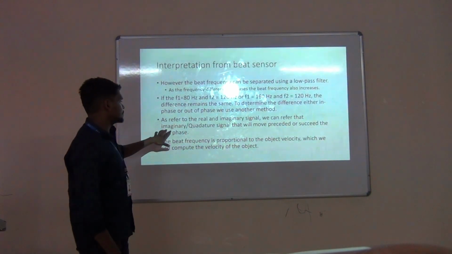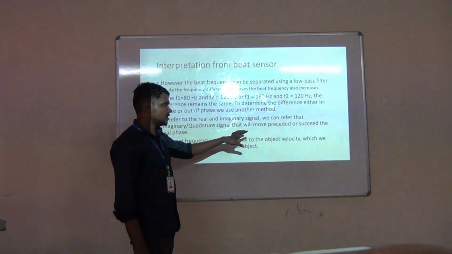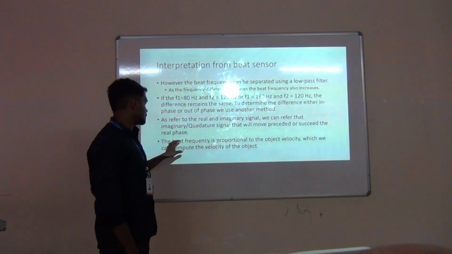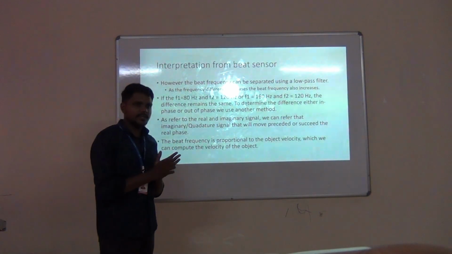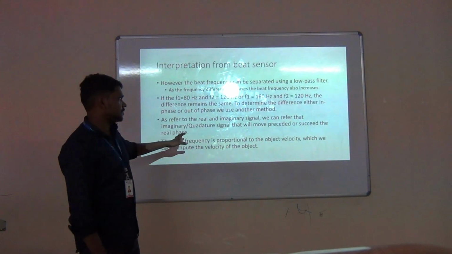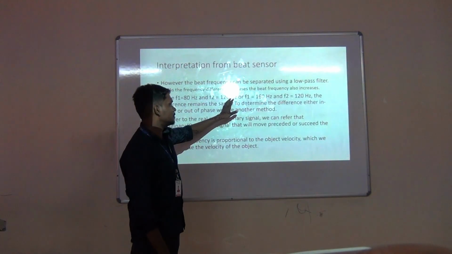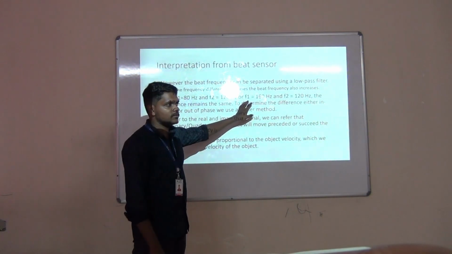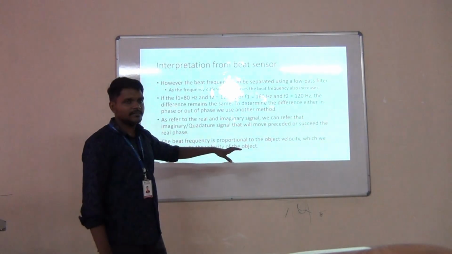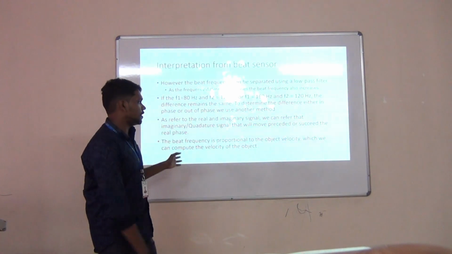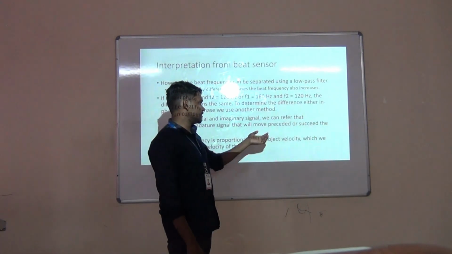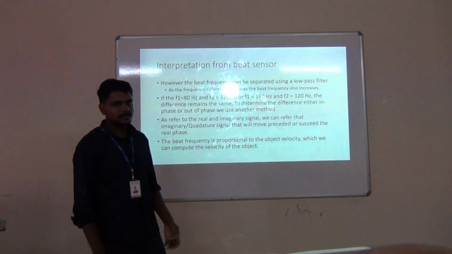Referring to the real and imaginary signals, the imaginary quadrature signal will either precede or succeed the real phase. The real part will remain constant. If the frequency change is positive, it will have a positive phase change, and if the frequency change is negative, it will have a negative phase change. So the imaginary part of the quadrature signal helps us decide whether it precedes or succeeds the frequency.